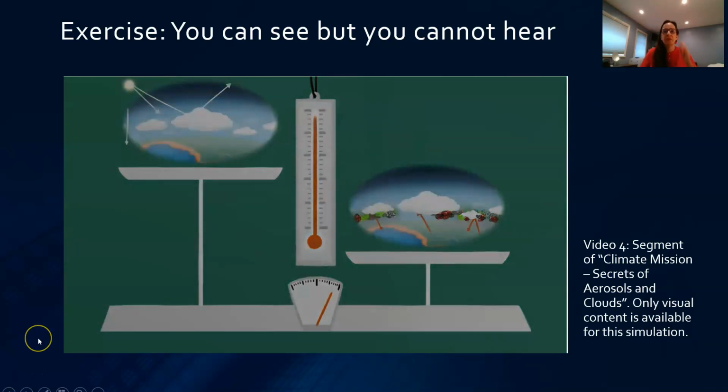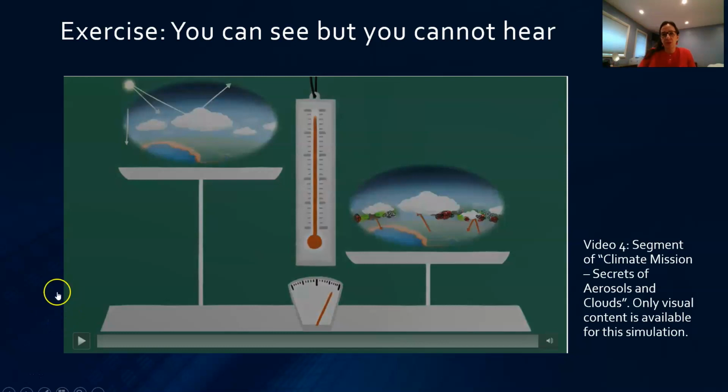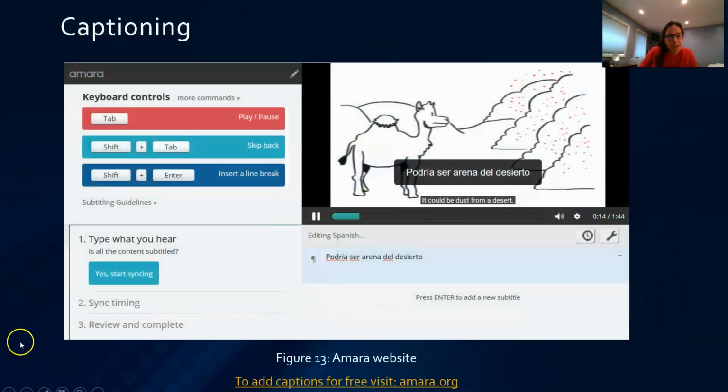Okay, and on my screen, I have basically what was described before. It's a balance scale with diagrams of clouds. One is rejecting heat, and the other one is absorbing it. And there's a thermometer in between. I am going to now go to my next slide.